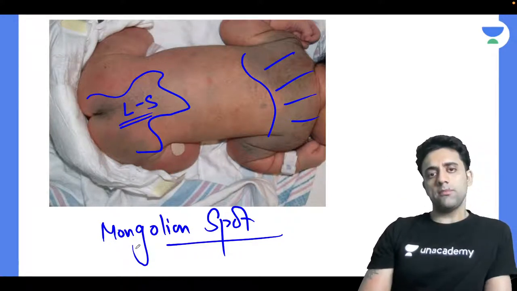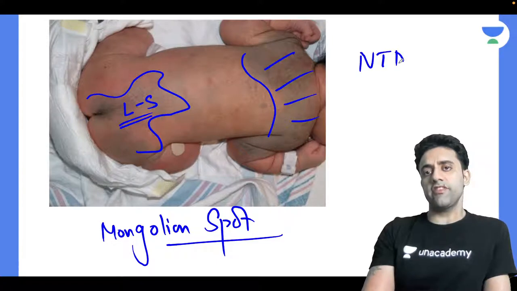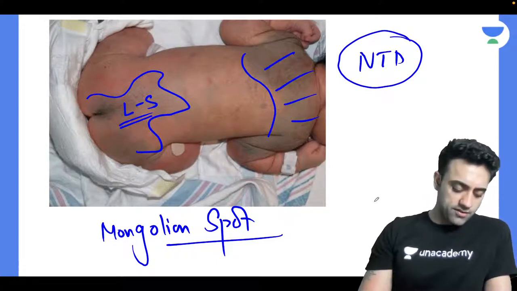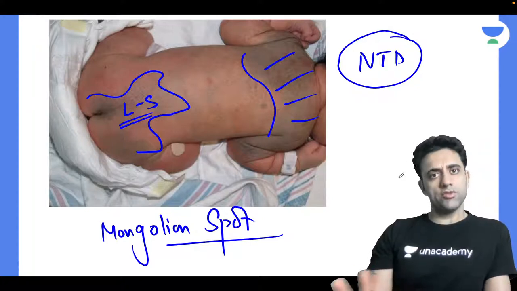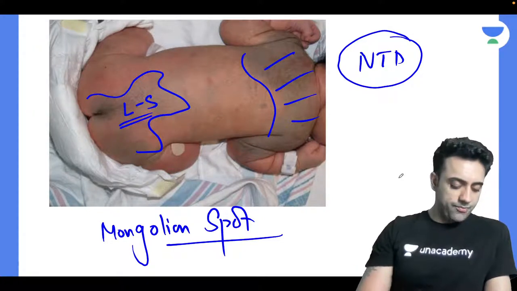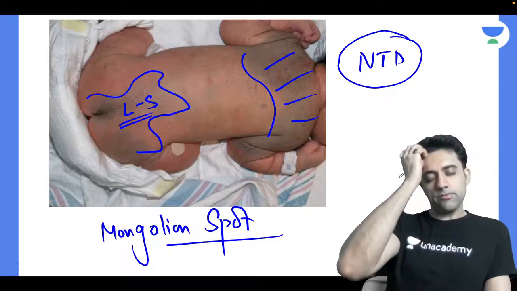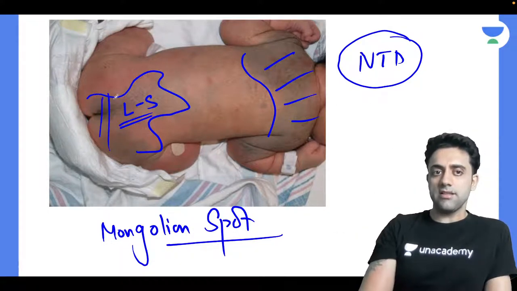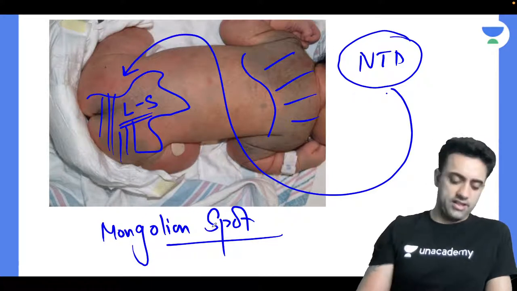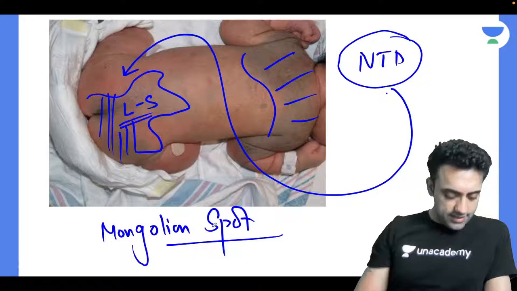And which is the most common location for a neural tube defect? Say buttock sounds very middle class. Say lumbosacral region sounds better. Okay, so that's what you called Mongolian spot. And which is the most common location of Mongolian spot? The answer is lumbosacral region. Which is the most common location of neural tube defect? The answer is lumbosacral region.